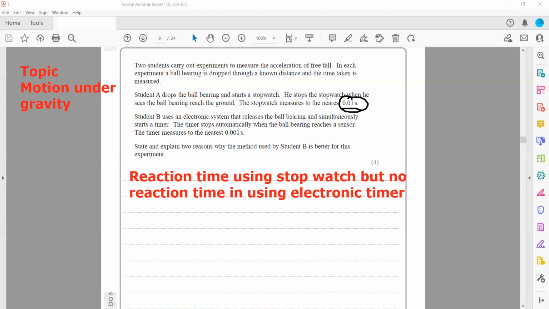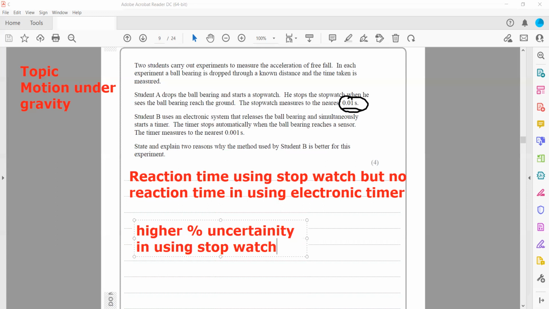The second part: when we compare the uncertainty, the percentage uncertainty, using a stopwatch will give a higher percentage uncertainty. Why is there a higher percentage uncertainty? The formula for calculating the percentage uncertainty is the least count, the smallest value which the instrument can record, divided by the value recorded, times 100.